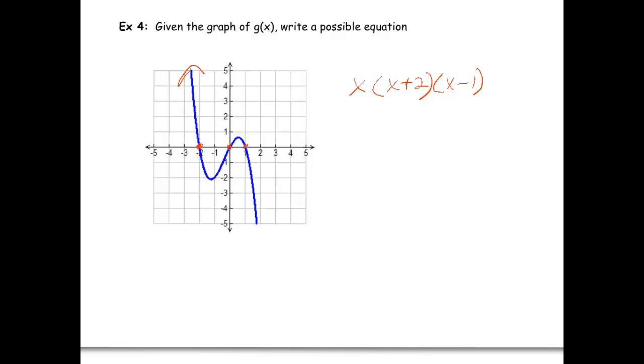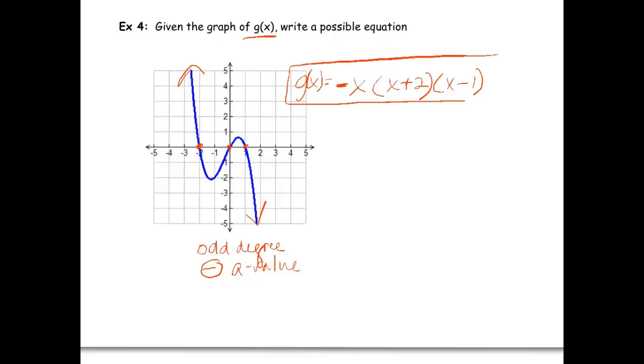Now, the ends of this graph are the opposite of the last graph. Look at your chart, and you'll see that this means it has an odd degree and a negative a value. We can fix that very simply. All we have to do is put a negative number in front of this x, like a negative 1. Just put a negative sign. And now remember that this graph is called g of x, and we would be done. Again, I can leave this in factored form, or I can put it in standard form. But I'm going to save some time here so you have some practice.